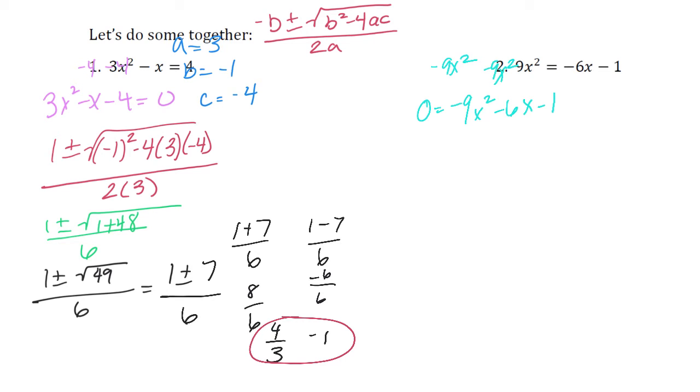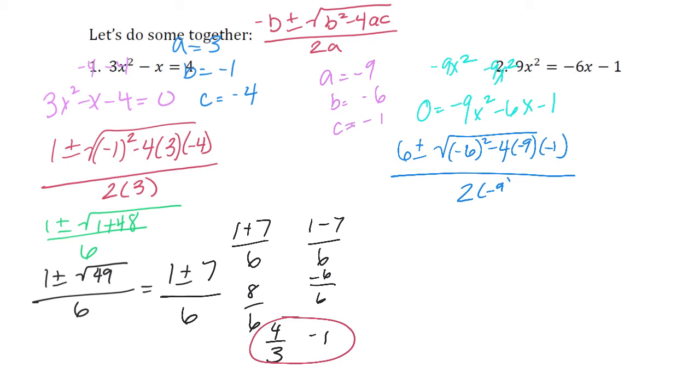Okay, so to look at this, we want to set it up and identify A, B, and C. So A is negative 9, B is negative 6, C is negative 1. Fill them in. So opposite of B, so opposite of negative 6 is positive 6, plus or minus the square root of negative 6 squared minus 4 times A times C, all divided by 2 times A.